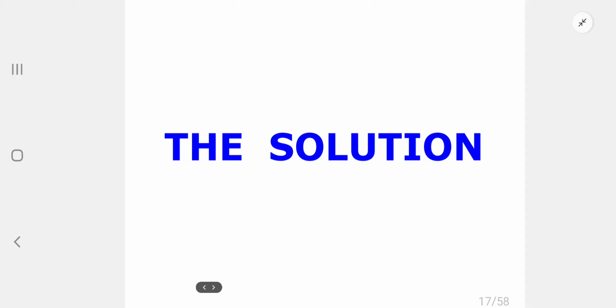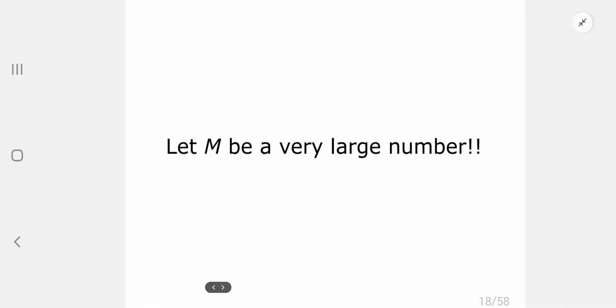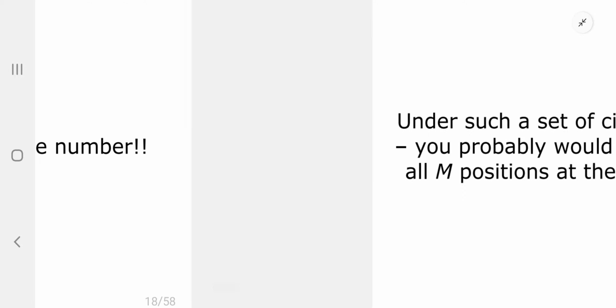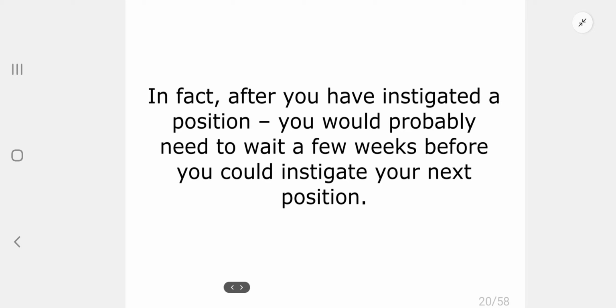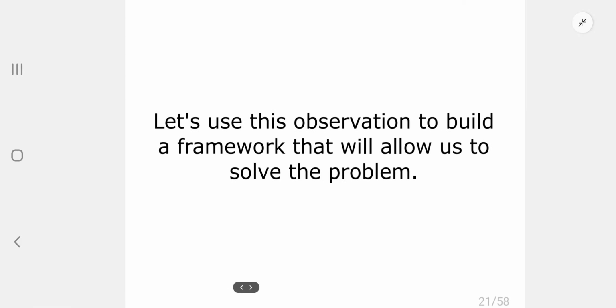The solution. Let M be a very large number. Under such a set of circumstances, you probably would not instigate all M positions at the same time. In fact, after you have instigated a position, you would probably need to wait a few weeks before you could instigate your next position. Let's use this observation to build a framework that will allow us to solve the problem.